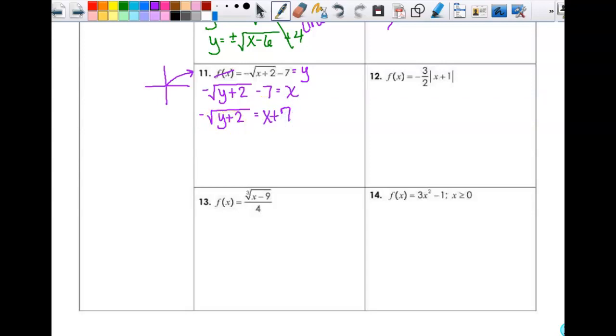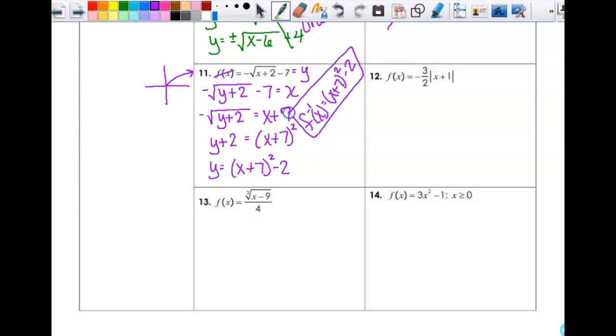7. So then I'm going to square both sides to get rid of the square root. That's going to leave me with y plus 2 on the left equals x plus 7 on the right, squared. And that's not x squared plus 49, and I don't need to square it out. So now I just need to get y equals x plus 7 squared minus 2. All right, that means that f inverse of x equals x plus 7 squared minus 2.